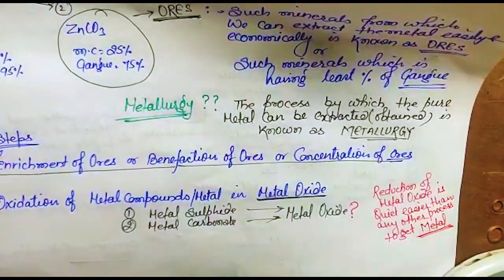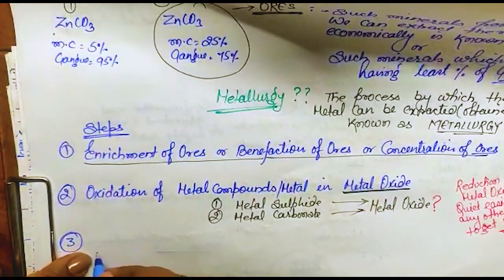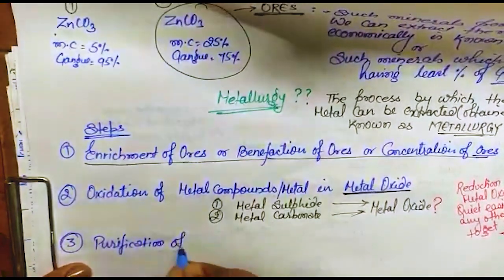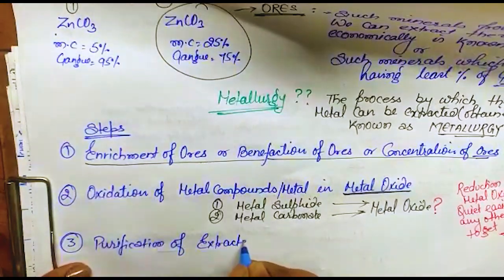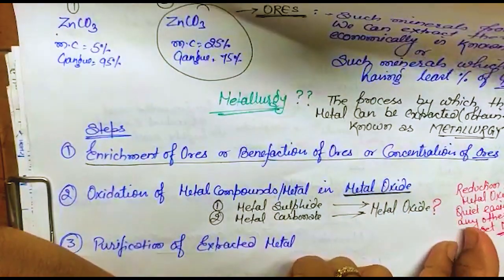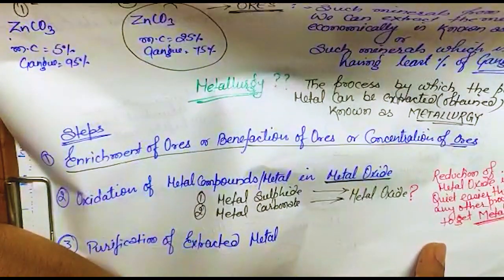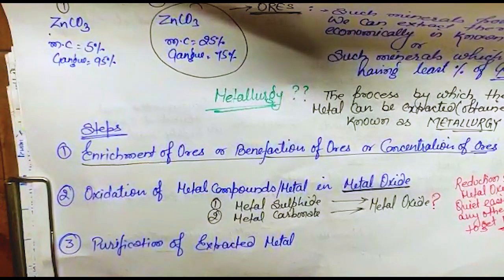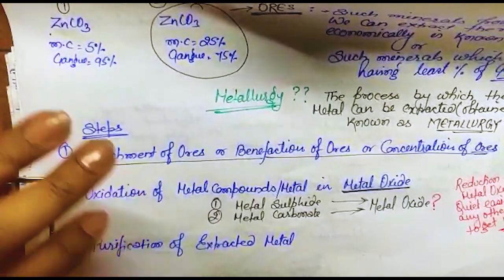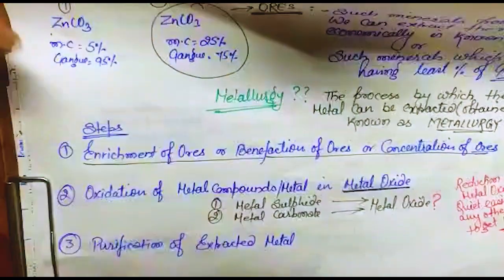And here comes the third step, which is purification of the extracted metal. Whatever method we use, we will do reduction and all that. But the metal we get will still not be 99.9% pure. It still has some 5 to 10% impurities. So at last we will do the purification. So these are the three steps we have to follow in metallurgy.